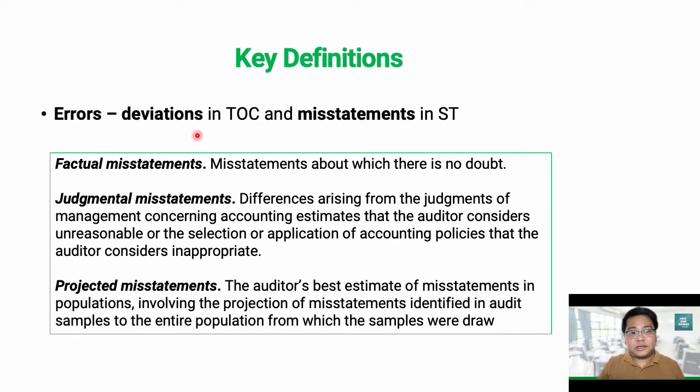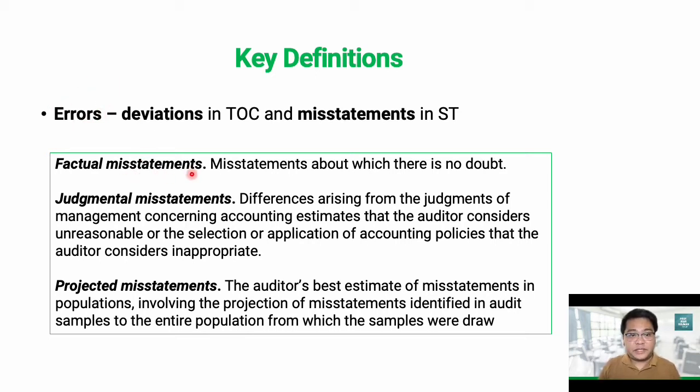Now for misstatements in substantive test. Misstatements are the difference between the amount required by our reporting standards like PFRS and the amount recorded by our client. So let's say the client recorded an amount which is different from the correct or supposed-to-be amount, then that is considered a misstatement. This time the monetary amount is considered in determining whether there are misstatements or not in substantive testing. And we have different types of misstatements or errors.